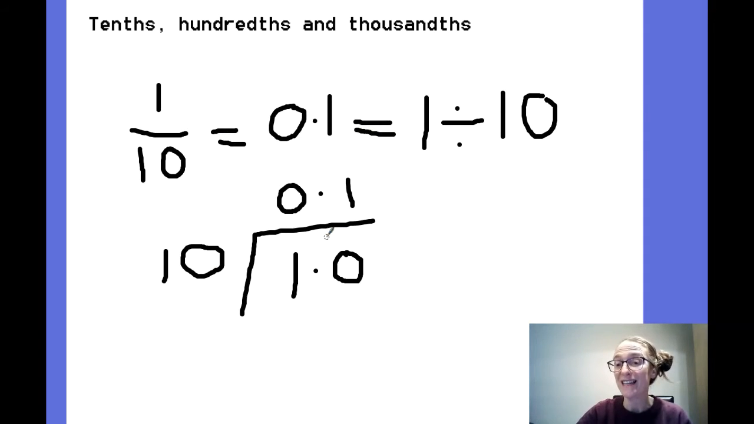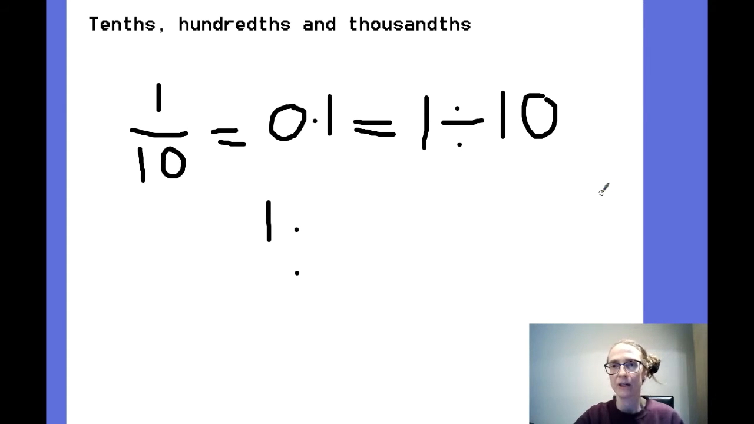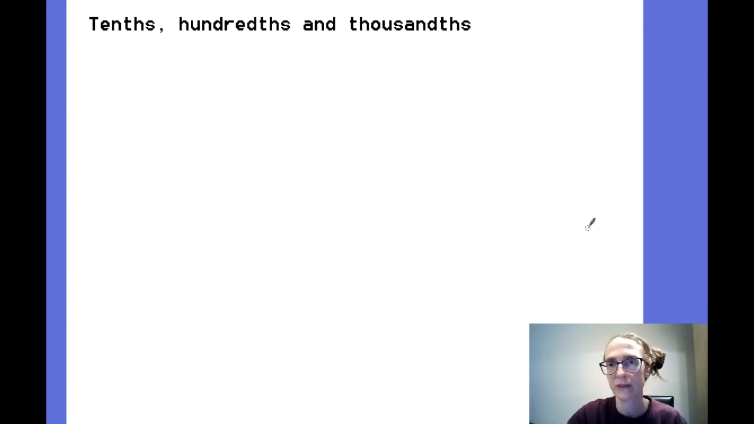But I can prove this in another way because we know about moving numbers around the decimal point when we're dividing by tens and hundreds and thousands. So here I've got 1, and when I divide it by 10, I get smaller. So I'm going to move that 1 decimal place over, and I'm going to put in a placeholder. So I have proven that 1 divided by 10 is 0.1.